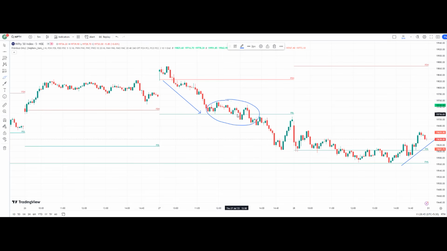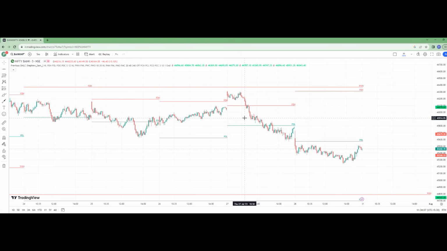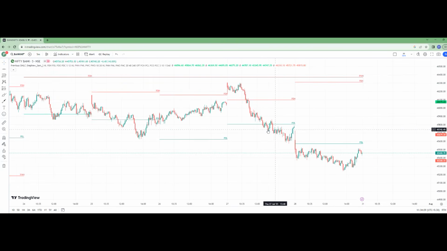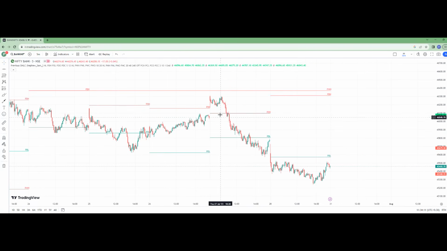Along with this, you have to use your technical knowledge in order to trade, that is, in order to enter into the long and the short trade accordingly. We can see one example from the Bank Nifty. Here we can see the example of 27th July.